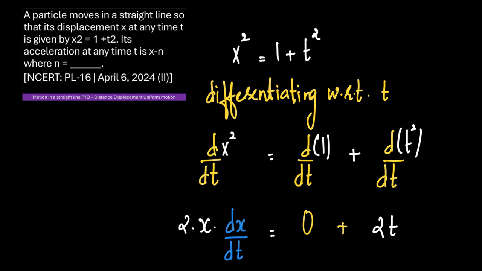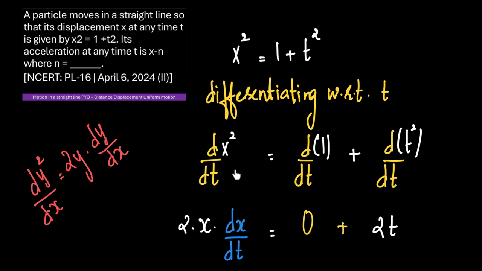Okay, so let me just try to explain this a bit further. So it goes like this. If we have d by dx of y square, what will this be equal to? 2y into dy by dx. Same logic here.